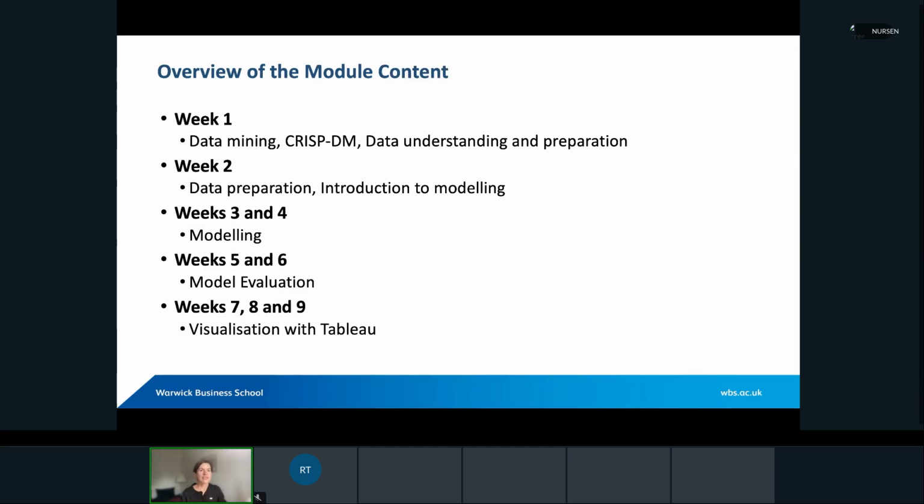So let's see the roadmap, the module content for the whole term. We have overall 9 weeks. This week, we will make an introduction to data analytics, and we will also discuss how to think about data analytics projects. From next week, we will start with hands-on implementation. And in the next 6 weeks, we will mainly focus on the data analytics side using Python. And then in weeks 7, 8, and 9, we are going to focus on data visualization with Tableau.